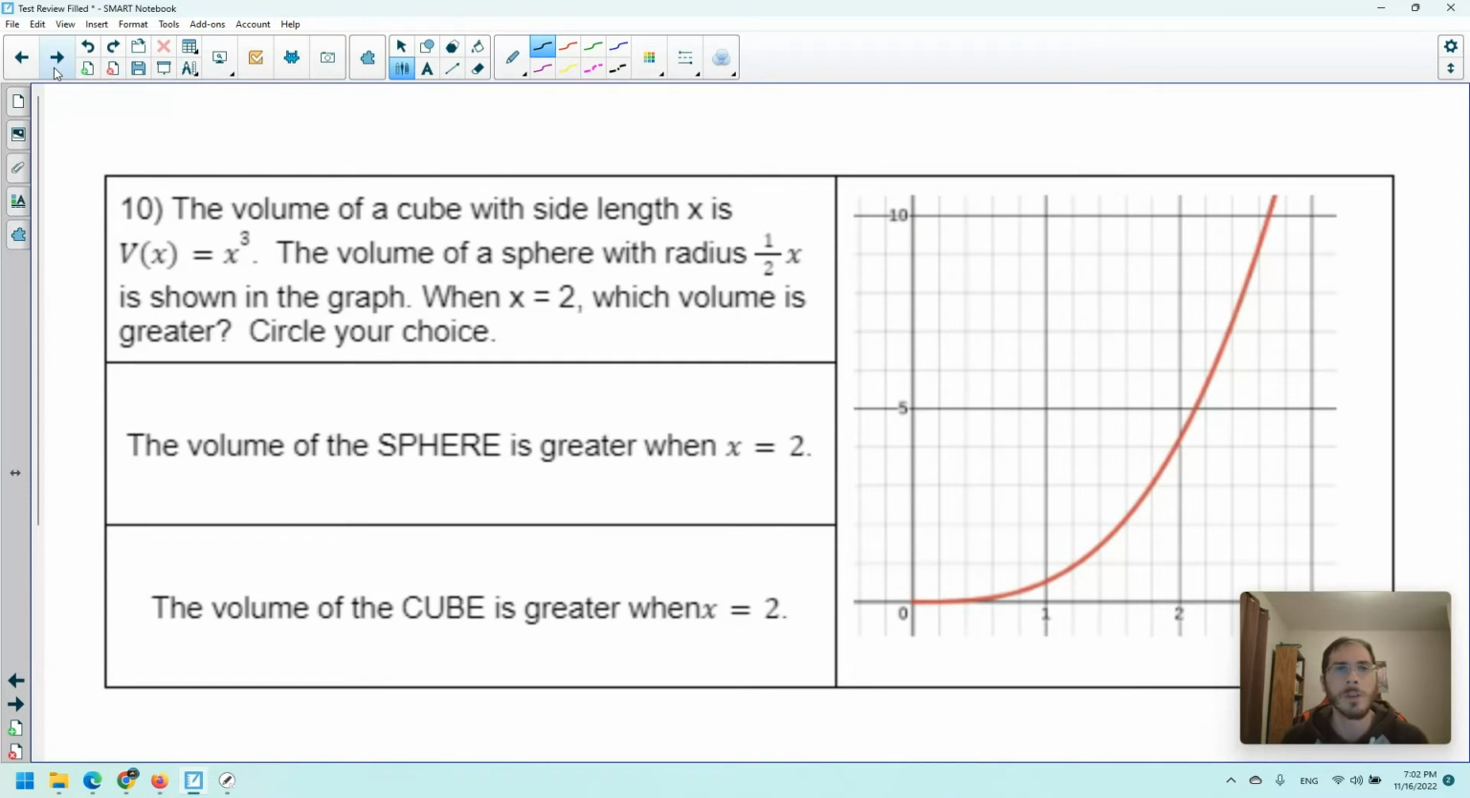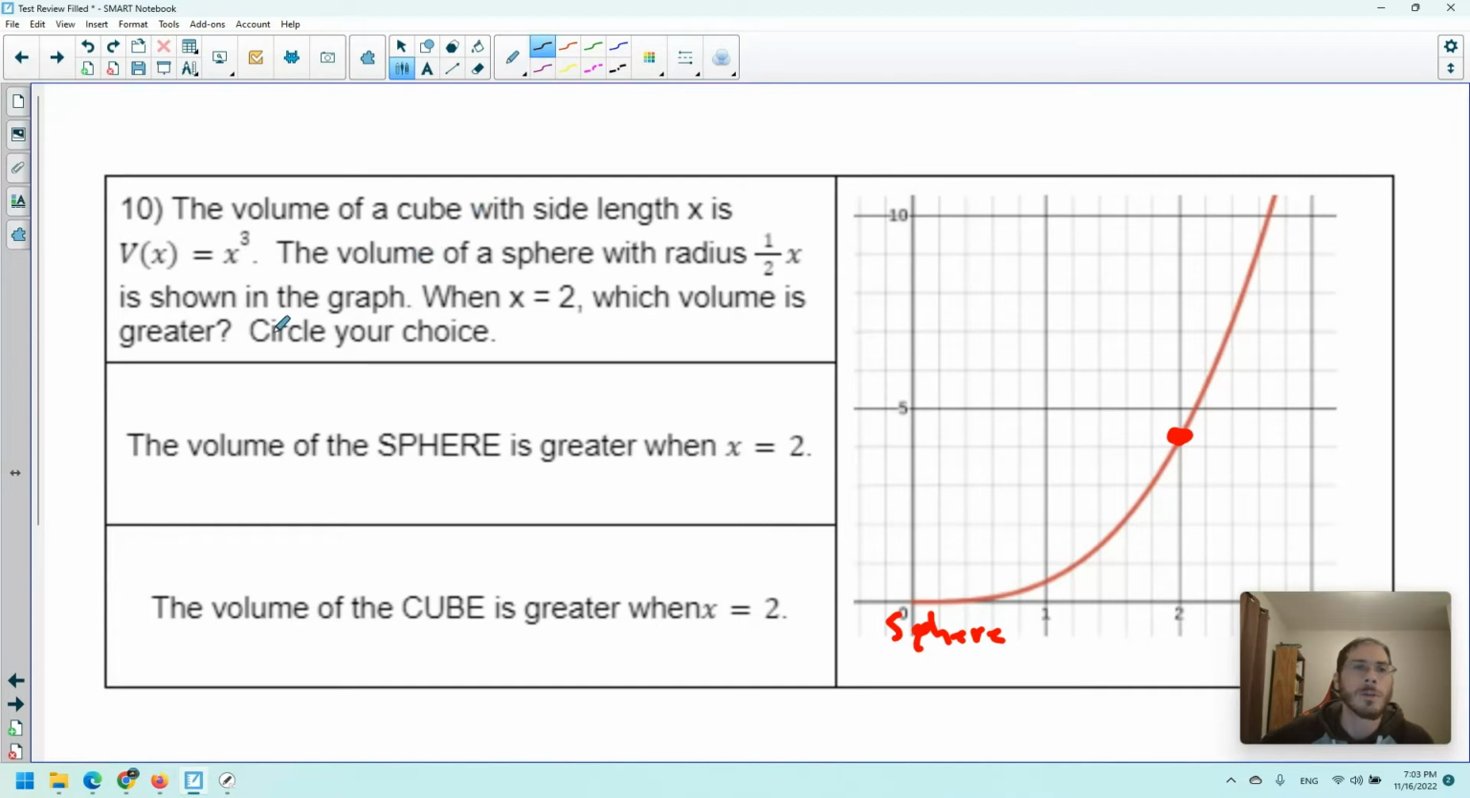Number 10, the volume of a cube with side length x is given by V of x is x to the 3rd. The volume of a sphere with radius half x is shown in the graph. When x equals 2, which volume is greater? Circle your choice. So we know that the sphere is the line right here, so let's label this one as sphere. I can look that up. It's right there. So that's our volume of the sphere.